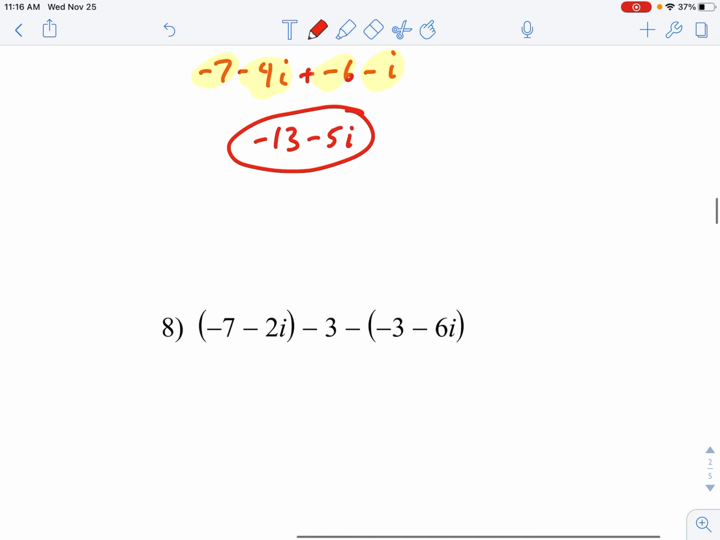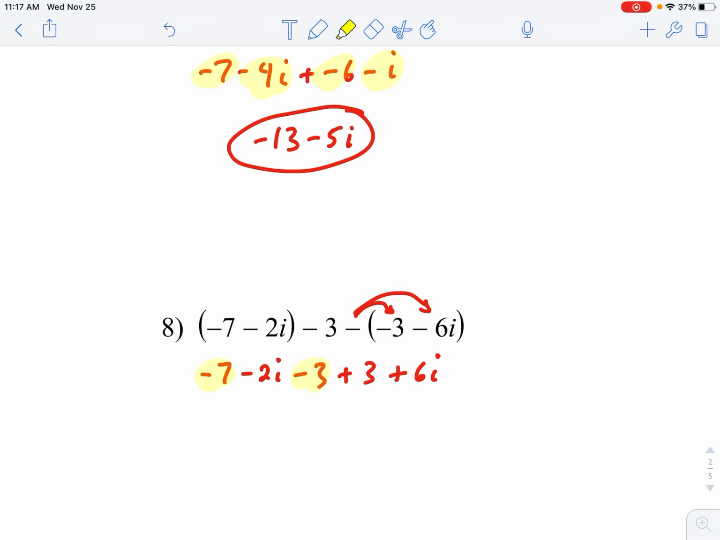Okay, this next one, it's more of the same. It's combining like terms. There's just a lot of steps thrown in here. This first set of parentheses doesn't really do anything. In the second set of parentheses, we do have to distribute a negative, so we get plus 3 plus 6i. And now you just look for like terms.